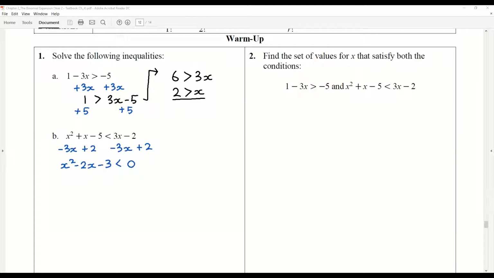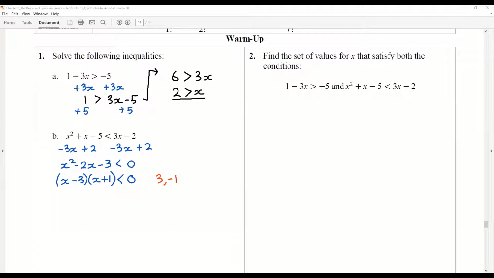Okay, so we have a quadratic inequality. Let's check for a factorization here. Okay, well, it looks good. It looks like it will factorize. So we have x subtract 3, x add 1, which is strictly less than 0. And what I'm going to do now, I'm just going to jot down the solutions if it was an equation. So in other words, the roots of the equation. So the roots would be at 3 and minus 1.